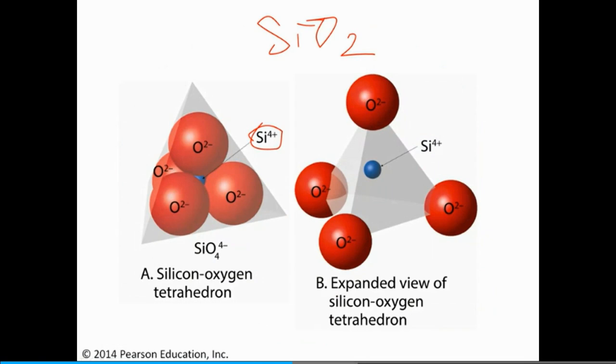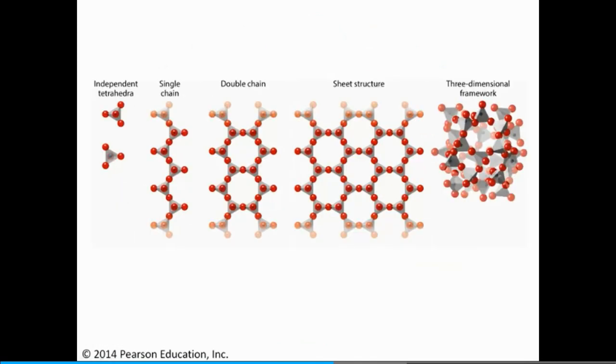A more expanded view is shown over here on the right, where you can see the silicon atom in the middle, and then it's bonded to these neighboring oxygen atoms, 4 of them in every direction. Those 4 atoms end up defining a 4-sided face around that central silicon atom, and so it basically is like a little pyramid or a 4-sided figure, a tetrahedron. The plural of tetrahedron is tetrahedra.